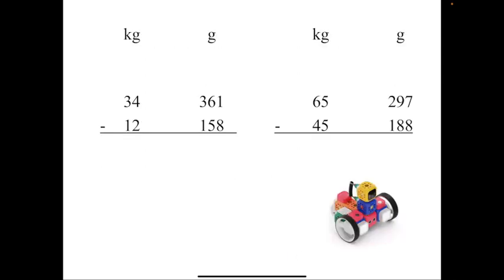Few subtraction sums also you will practice in your rough copy. Please note them down. 34 kilograms 361 grams minus 12 kilograms 158 grams. And the second sum is 65 kilograms 297 grams minus 45 kilograms 188 grams.